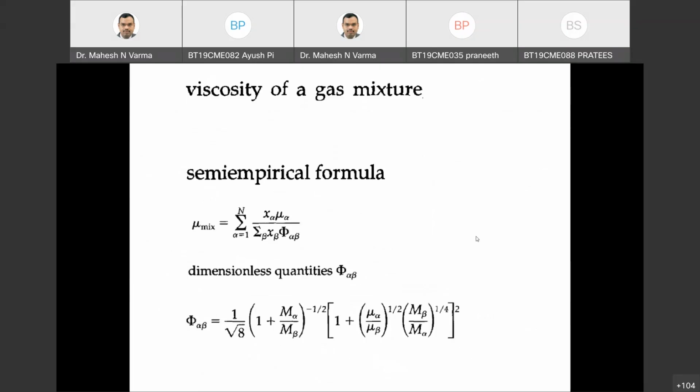If I have a mixture of gases, one way is simply to use this formula. Neglecting this, phi alpha beta equals 1. If phi alpha beta equals 1, the interacting forces are the same for all, so it reduces to this equation only. That can also be used, but it will give you a crude value. This dimensionless quantity phi alpha beta is the viscous interaction between alpha molecule and beta molecule.